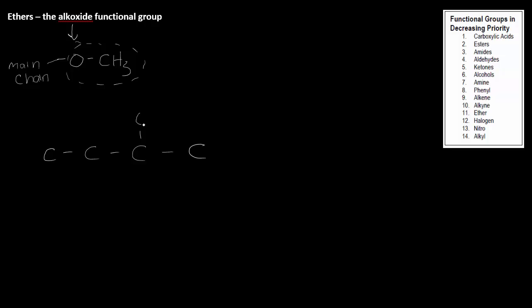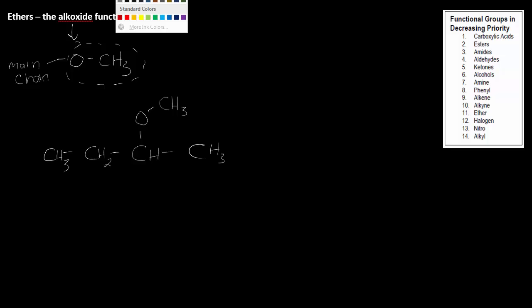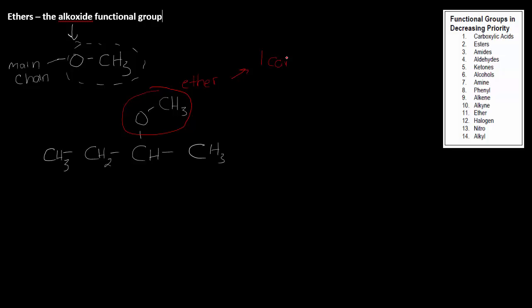Let's look at an example here. We'll make a 4-carbon chain, and we'll put this OCH3 on it. Clearly the only branch or functional group that I have to deal with is this OCH3. Let's have a look at how I would treat this. So this is an ether. You can have a look, ether is number 11 over there on your priority list.